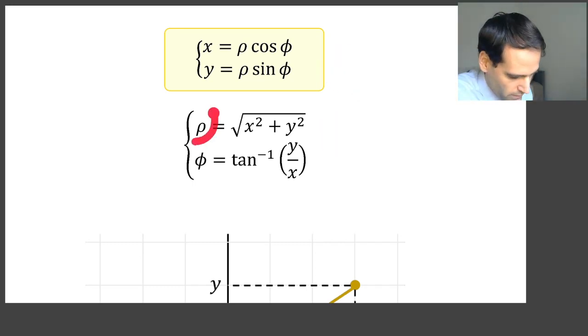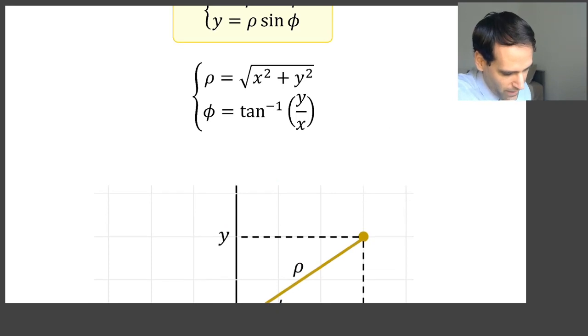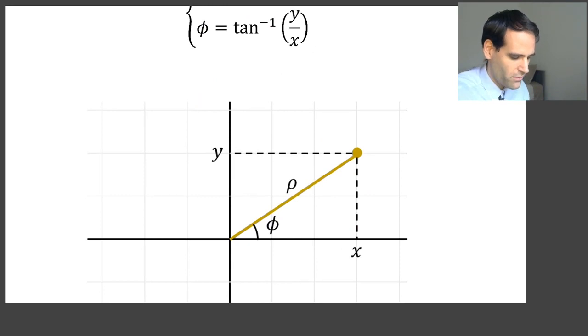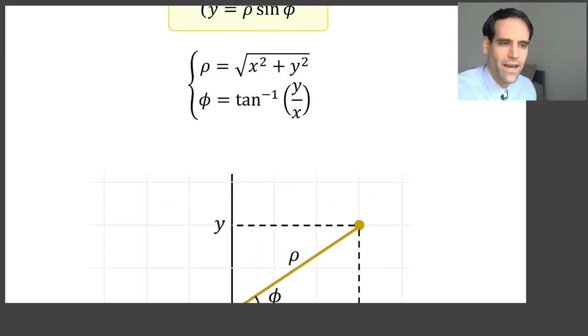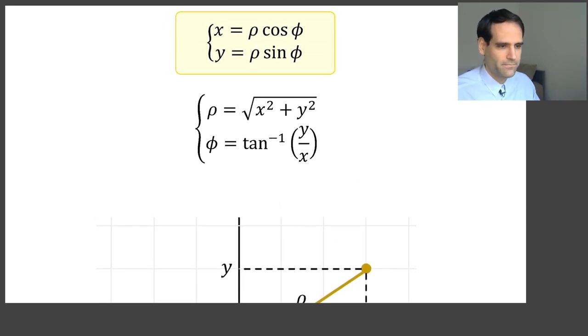So rho is just the distance, which corresponds to the hypotenuse of this triangle, so it's the square root of x squared plus y squared, while phi can be obtained, if you know y and x, by doing the inverse tangent, because you know that the tangent of phi will be equal to y divided by x. Therefore, phi is the inverse tangent of y divided by x.